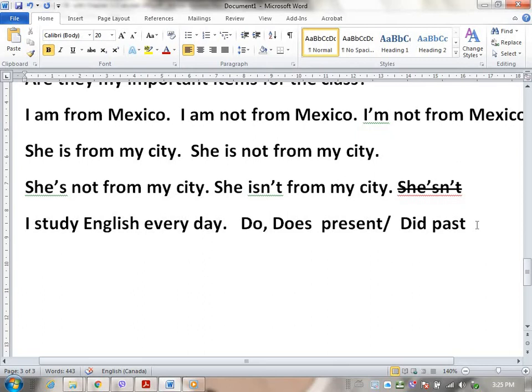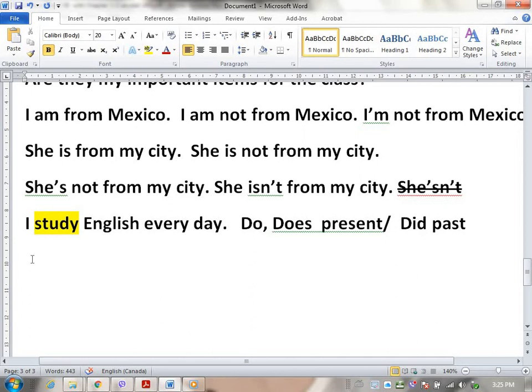Then how will we use do, does, or did to make a sentence negative? For example, the first step is to look at the verb. If the verb is in the present, then I use do or does. If the verb is in the past, then I'm going to use did.